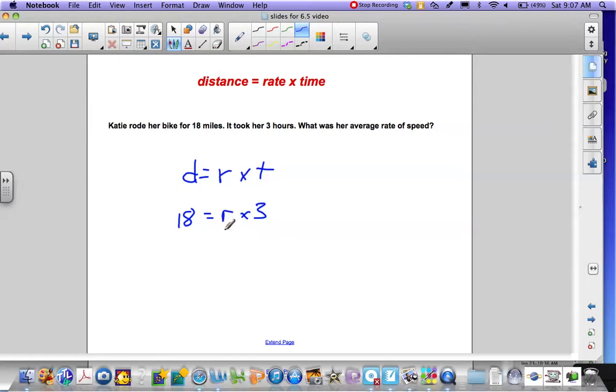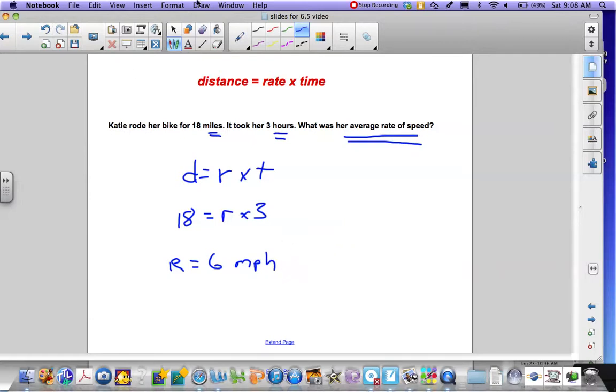Okay, so this is an easy problem. We can think what number times 3 gives you 18. Okay, we know the rate is going to be 6. Let's go back. She rode for 18 miles. It took her 3 hours. What was her average rate of speed? When you're looking for the rate, you're going to label it with whatever the units are, the distance and the time. She was going miles over hours. It's 6 miles per hour.